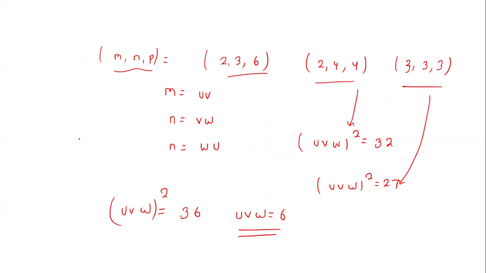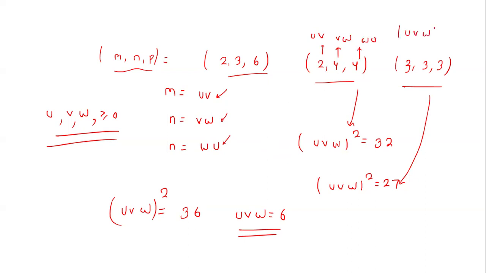But you see, u, v and w are all greater than or equal to 0, and all are integers. So if you put m is equal to uv, n is equal to vw and p is equal to wu, so this is uv, this is vw, and this is wu. If you take the product of all these three values, it becomes uvw whole square, and it will become 32, which is not possible for an integer. So from here we get uvw as root 32, which is not an integer. So this is not a valid case.